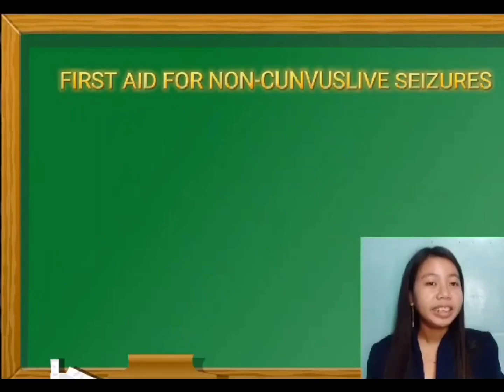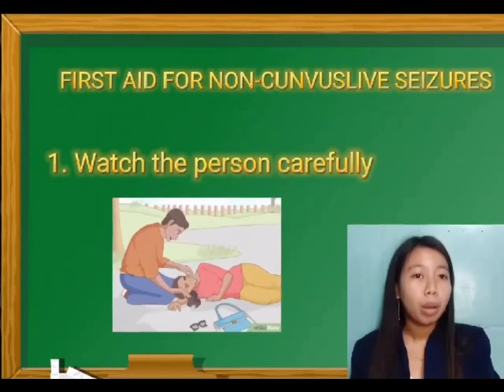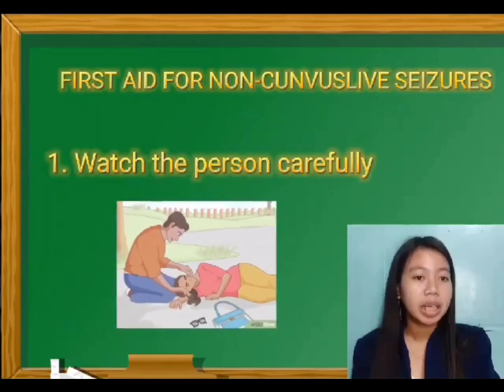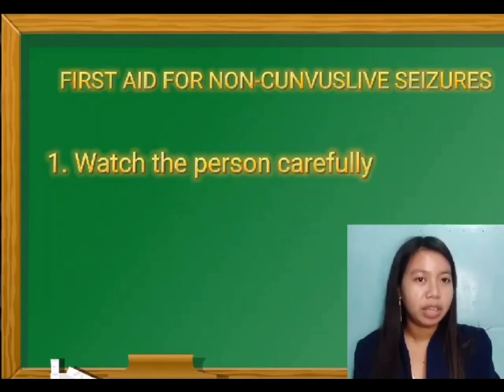These are the first aid steps for non-convulsive seizures. First, watch the person carefully. By watching the person, you can explain to others what is happening to him or her, because often people who don't recognize seizures think that the person might be drunk or something else. That's why you need to watch carefully.